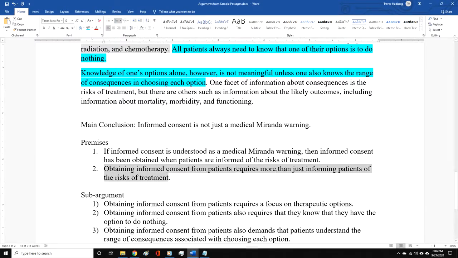So we're saying in the second premise that you've got to do more than just inform patients of the risk of treatment. Because you have to inform patients of more than just the risk of treatment, we know that informing them of the risk of treatment doesn't mean that informed consent has been obtained. That entails that informed consent should not be understood as a medical Miranda warning.